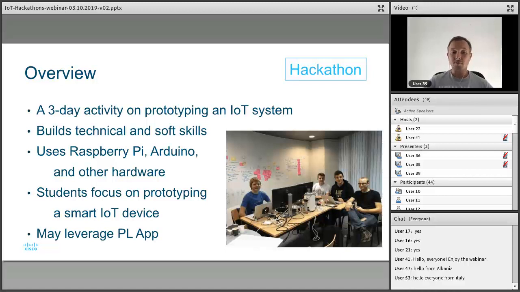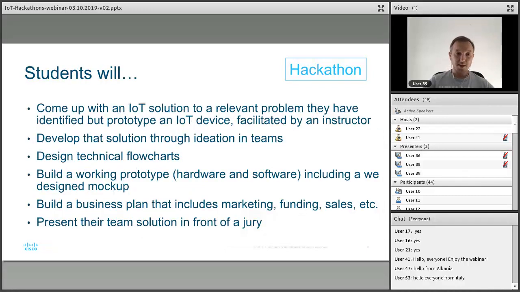And at the end of the third day, students show, or pitch, their projects in front of a jury, and then someone is winning. Usually during hackathons, when students arrive, they don't know the subject of the hackathon. It's disclosed only in the morning when the hackathon starts, because we make it specifically so they cannot guess the subject and cannot prepare their solution beforehand.